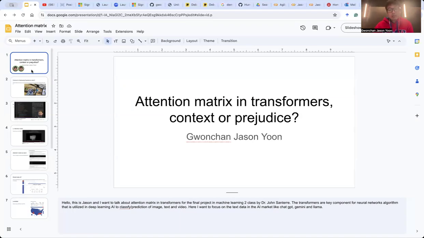This is for the final project in Machine Learning 2 class by Dr. John Sentius. Transformers are key components of neural network algorithms utilized in deep learning AI to classify and predict images, text, and video. Here I want to focus on text data in the AI market, like ChatGPT, Gemini, and Llama.